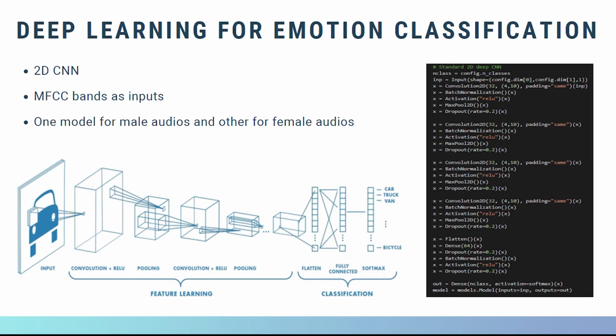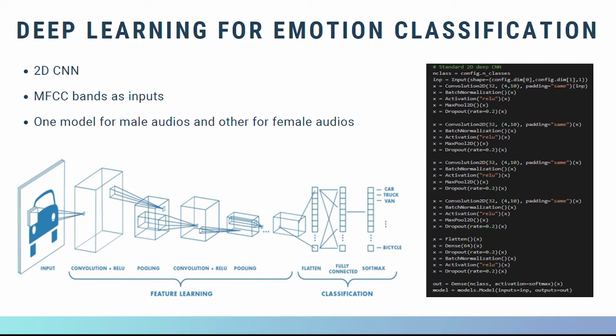Next, we address the emotion classification task. To do this, we use a bidimensional convolutional network. This kind of model can perform very well if we put different MFCC bands as inputs, creating an image. The convolutional layers are used to extract the features from the data, while the fully connected layer does the classification job. In the right part of the slide, you can see the coding block, which was obtained using Keras algorithms.